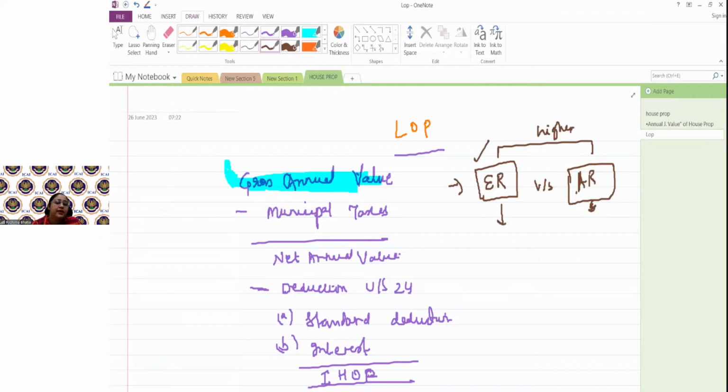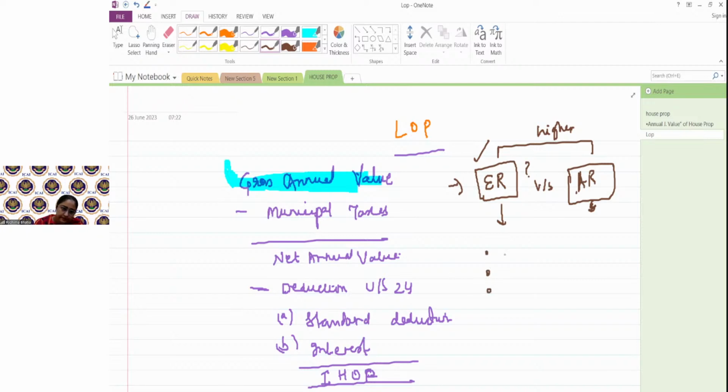Now expected rent is a question mark: ma'am, how will we calculate expected rent? Expected rent means the rent that should be. Now you will be asking, ma'am, how would this be calculated? My friends, this is calculated based on three criteria.